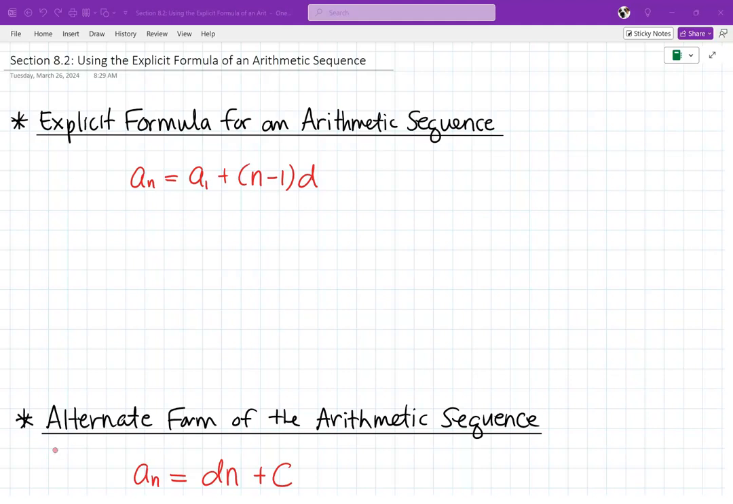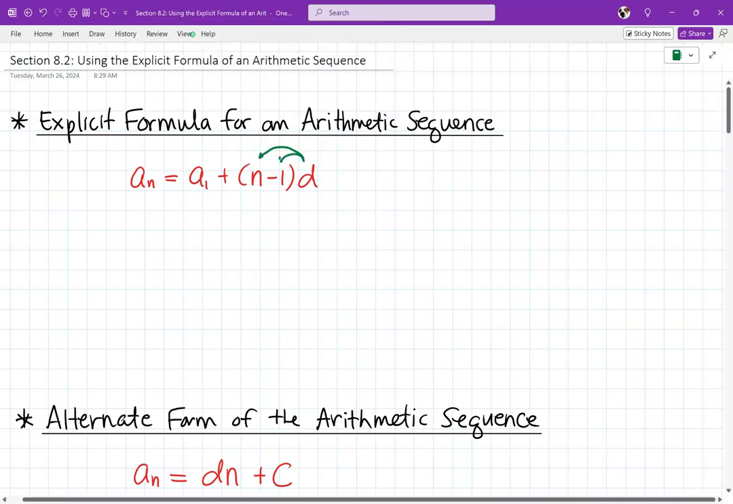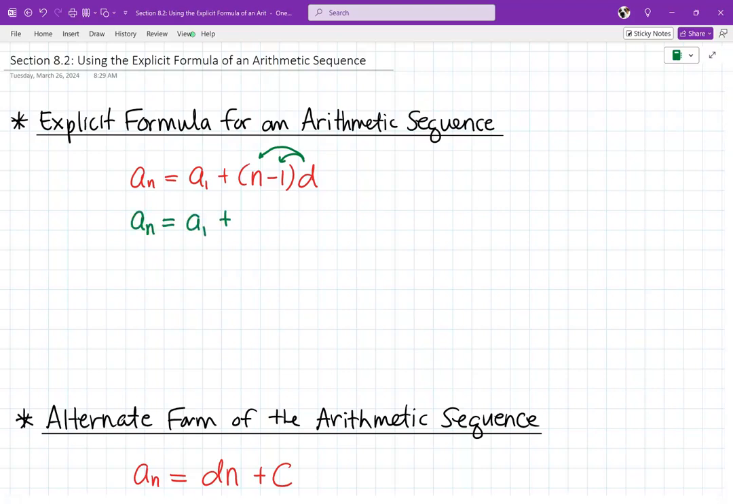So yesterday the explicit formula was given as a sub n equal to a sub 1 plus the quantity n minus 1 times d. Now, there is an alternate form. You can see it at the very bottom. So how do we get to that point? Well, we're going to distribute that n. So it looks like this: a sub n is equal to a sub 1 plus dn minus d. And then I'm going to move the dn to the front. So a sub n is equal to dn plus a sub 1 minus d.